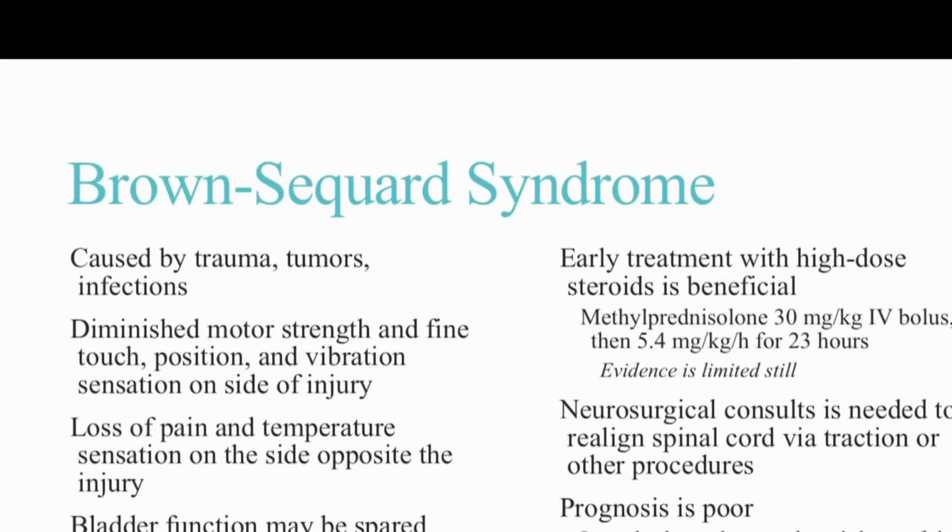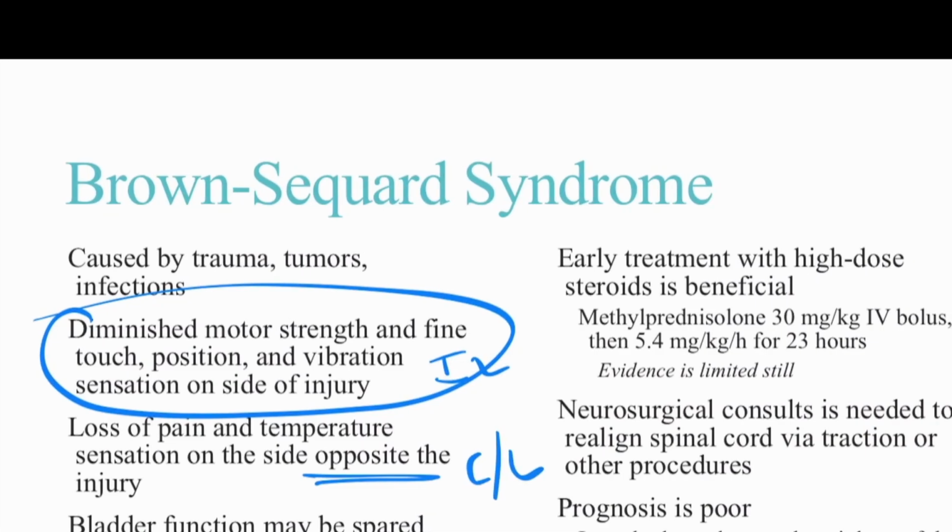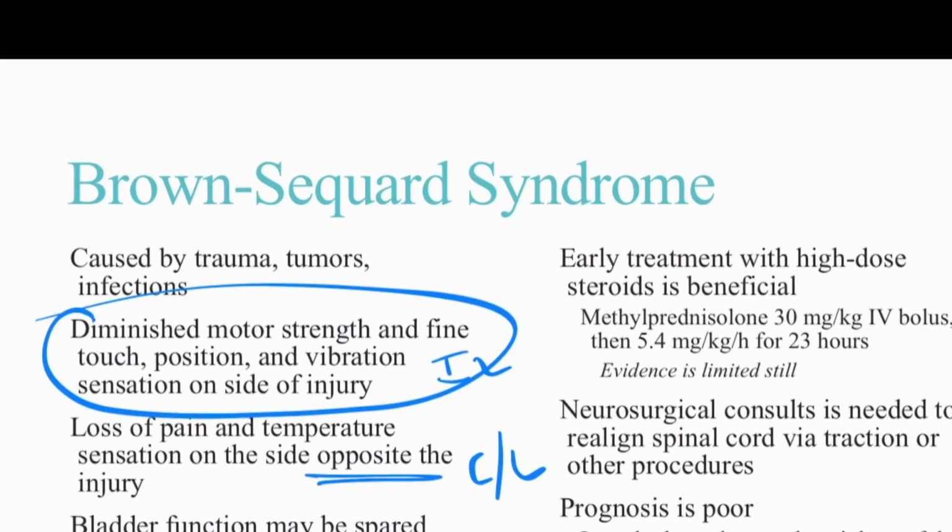It's caused by trauma, tumors, infections, usually someone falling off a ladder. Again, diminished motor strength and fine touch, position, vibration on the side of the injury. So that's ipsilateral. Loss of pain and temperature sensation on the opposite side, contralateral. Bladder function is maybe spared, and it got cut off on the bottom there, but it's in your PowerPoint notes. I just refreshed when they decussate. We already went over that.